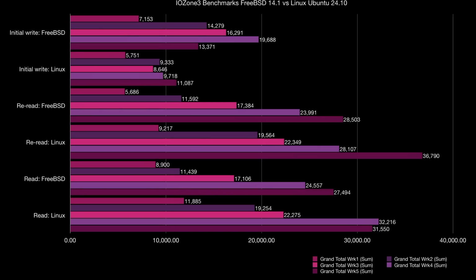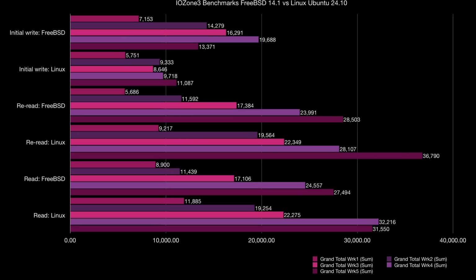Now, the initial write for Linux starts out pretty slow at 5,000, and it caps out at 11,000. You'll see a little bit of variance in there. I've always seen this with Linux on these tests, and obviously for writing, FreeBSD is faster. Almost 2,000 megabytes per second faster.